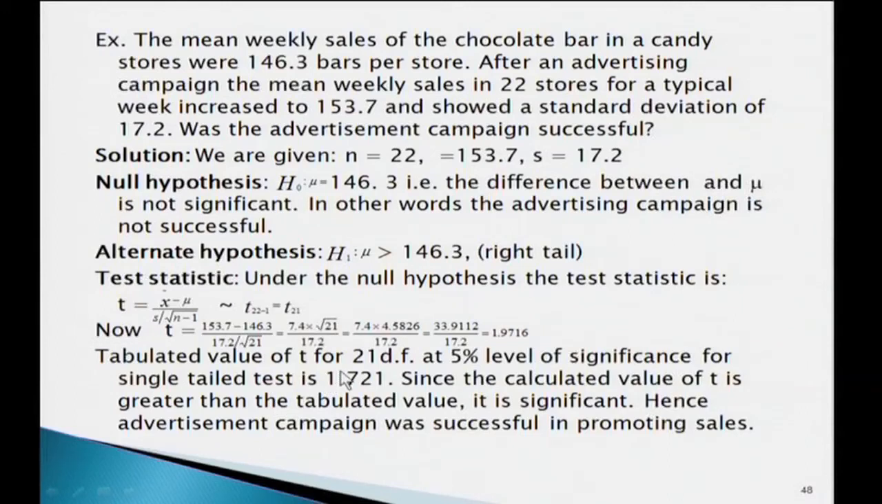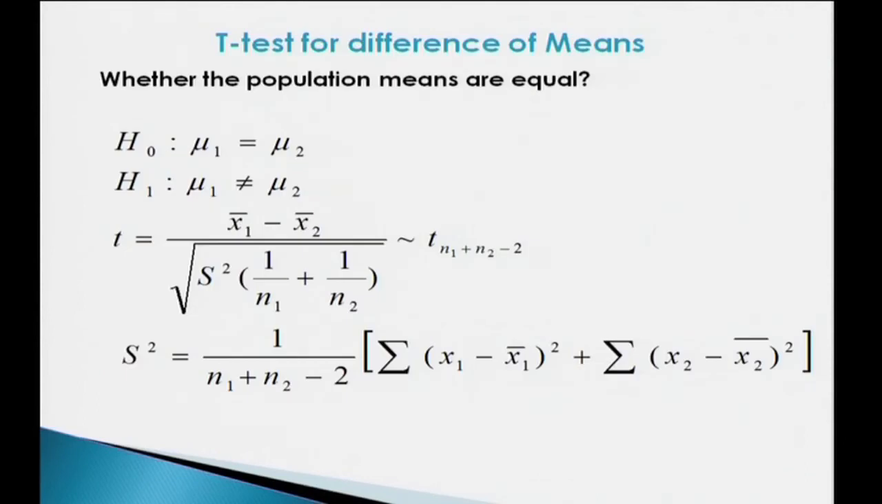So, the tabulated value, once we have t calculated 1.97, we will look at the tabulated value from the table at 21 degrees of freedom, 5% level of significance is 1.721. So, you compare 1.721 and 1.97, which is larger, t cal is larger. Then we will reject H naught, this value is significant, hence the advertisement campaign was successful in promoting sales, right. So, that would be our conclusion.